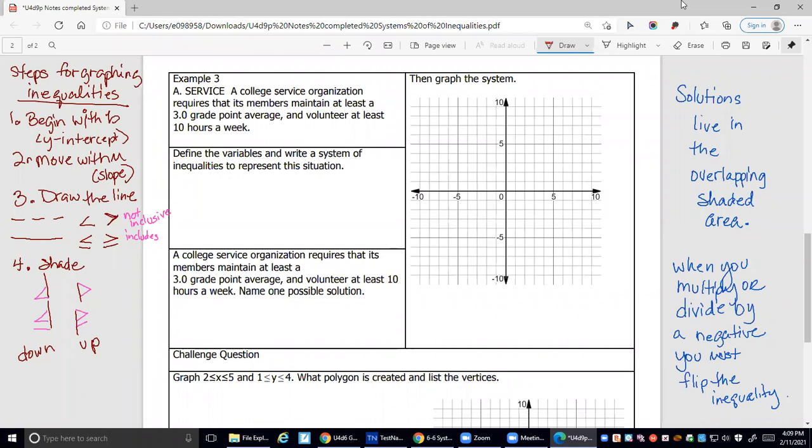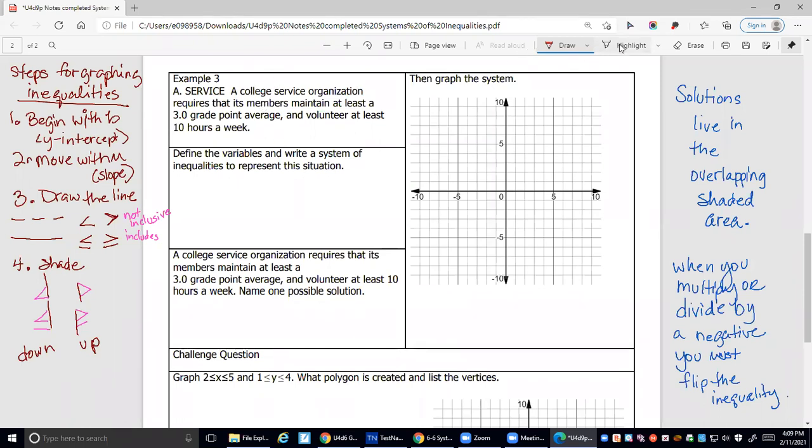Anybody know? 0.5. Excellent. Okay. Yeah, you get 0.5. So keep that in mind as we're going into this question here. Okay. Now, let's go ahead and look at this.